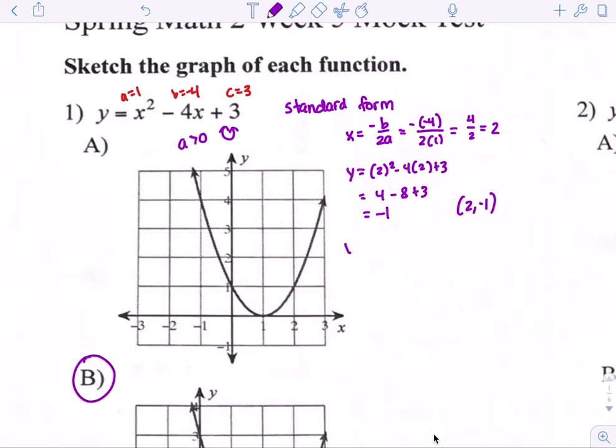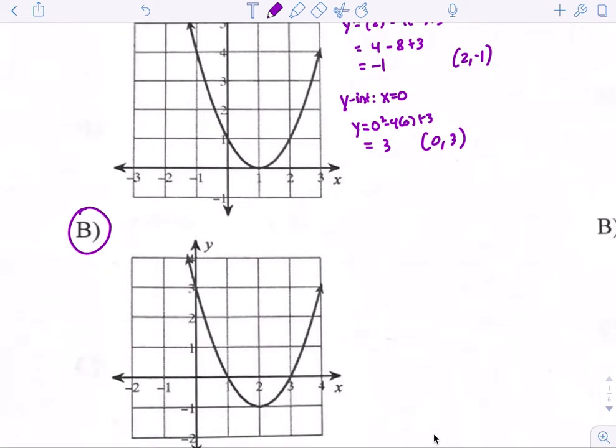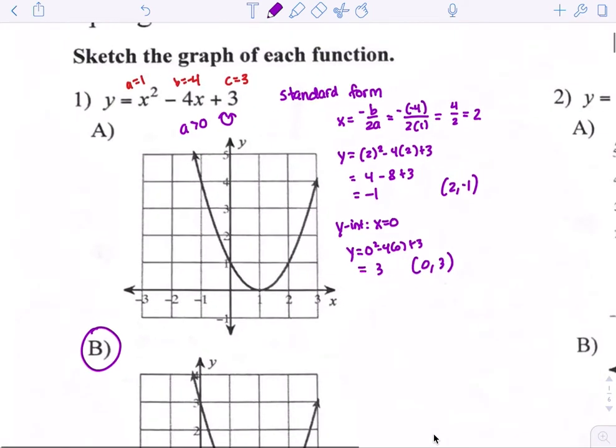Also, if you guys just found your y-intercept, notice that when x is equal to 0, your guys' y-intercept would have been y is equal to 0 squared minus 4 times 0 plus 3, which is simply just 3. The only graph, you guys, that has 0, 3 is also b. So definitely when you guys do these types of problems, just find your vertex, y-intercept, and that mainly should be pretty much it.